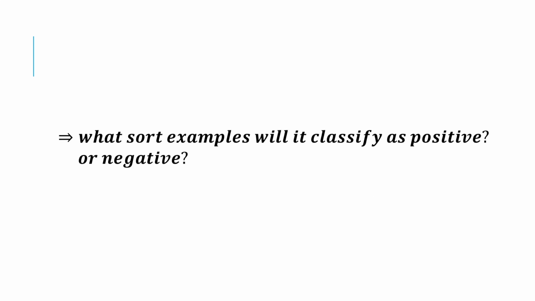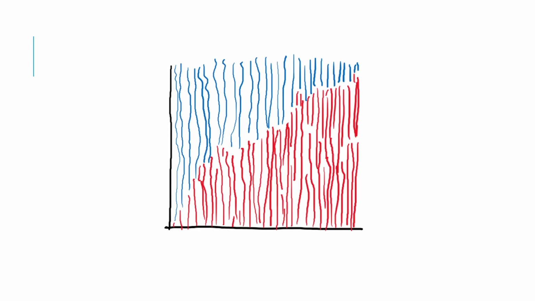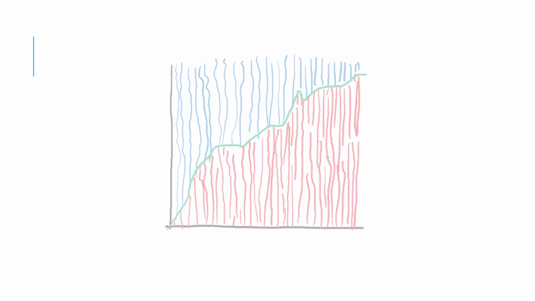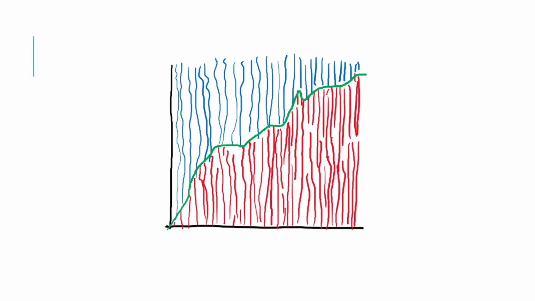An alternative and perhaps a less passive way to think about a learned model is to ask what sort of examples it will classify as positive and what sort of examples it will classify as negative. In this figure, the background of the image is blue in regions that would be classified as positive and colored red in regions that would be classified as negative. The green solid line that separates the positive and negative regions is what we call the decision boundary.